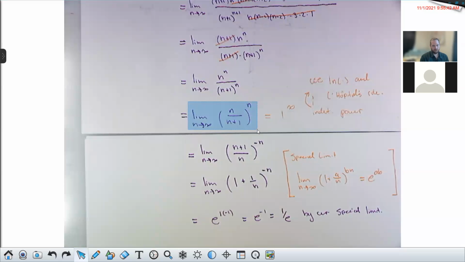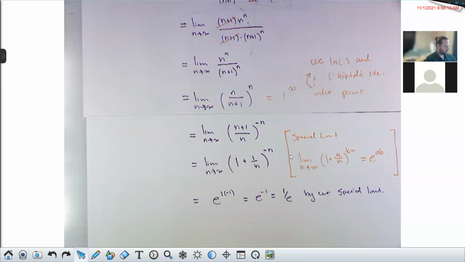But it's about a page and a half of work to do this directly using natural logs and L'Hopital's rule. So instead, as soon as you realize this is a 1 to the infinity thing, you should try to shape it into this. I'll say that again. If you're taking a limit and you realize that it's in the form 1 to the infinity, you should try to reshape it into this so that you can use this special limit and just write down the answer.